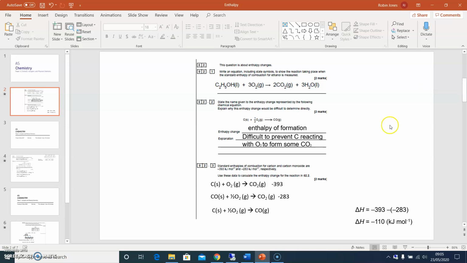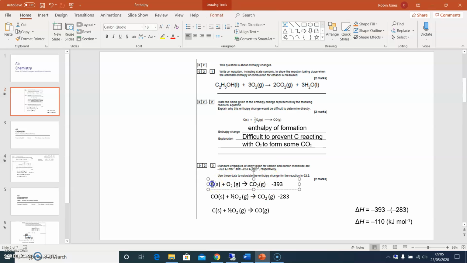Now we're getting to a point where it's getting a bit tricky. Calculations are tricky. Standard enthalpies of combustion for carbon and carbon monoxide are -393 and -283 respectively. So what you need to do is, first of all, we need to be able to see this. I'm a visual learner, I'm sure many of you are too. I need to see it. So enthalpy of combustion of carbon. So what's enthalpy of combustion of carbon?